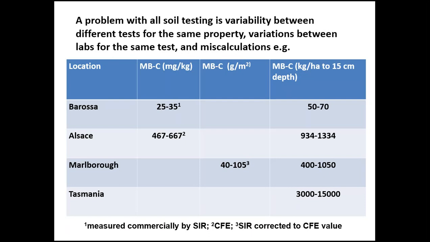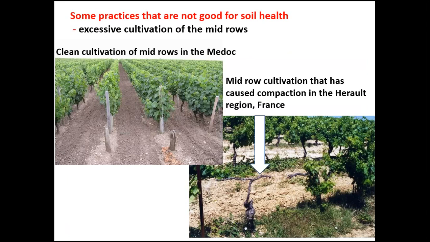Now, to finish off, some of the practices that are not good for soil health. One is excessive cultivation of the mid-rows, and there's an example of that from the Medoc in France, where they're very keen on cultivation, keep weeds down. Then in the Hérault region of France, mid-row cultivation there has caused compaction, and as you see, the vines have suffered in some cases.